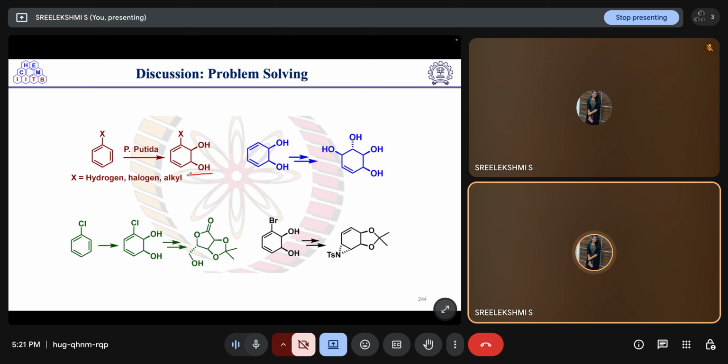So here also we can see this can be converted into this cis-diol, which can be used for the conversion into this particular compound. Here also this can be used for the conversion into this particular compound. So these are its applications. So this is the main reaction which is carried out by this bacteria.